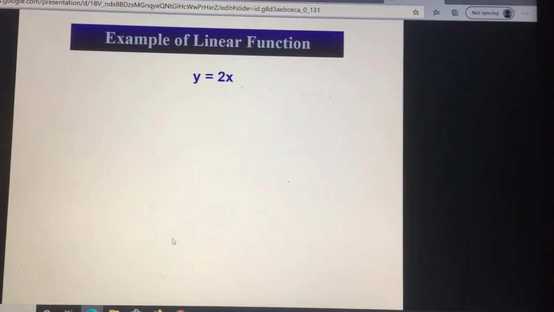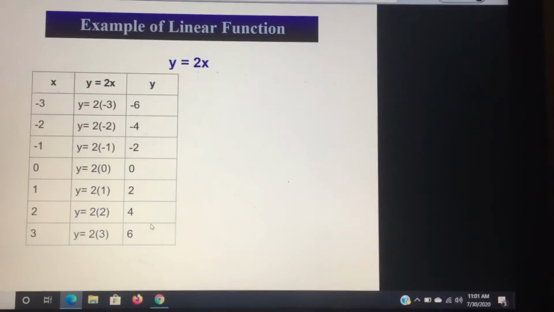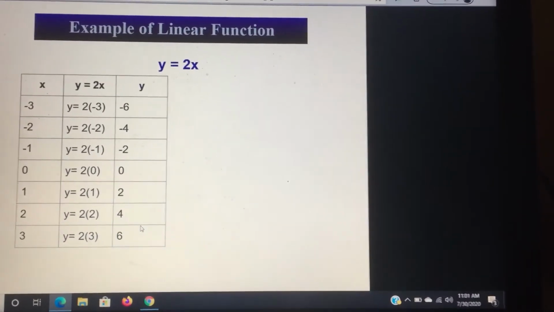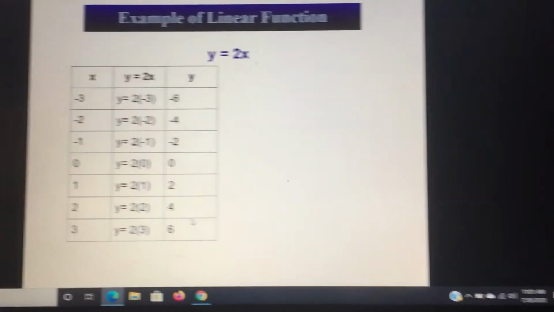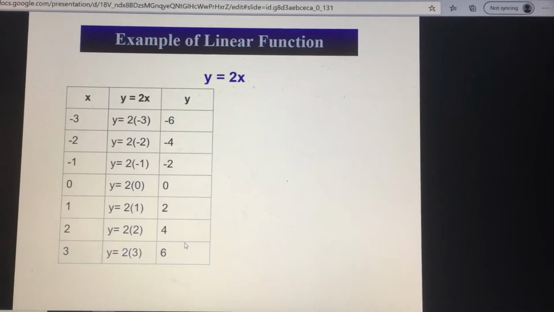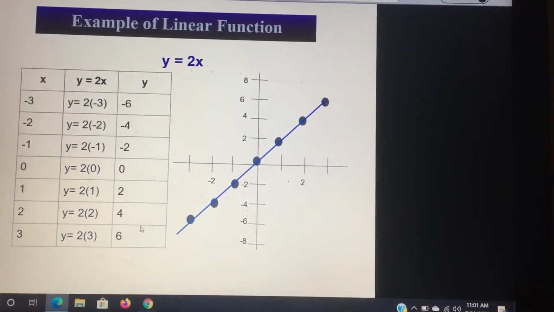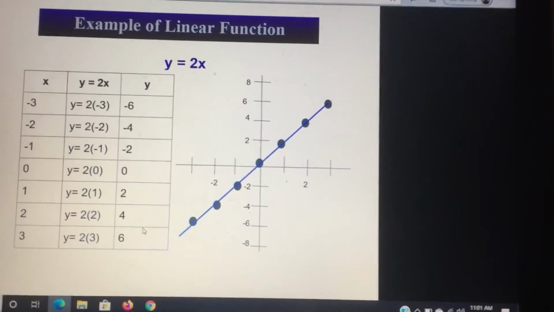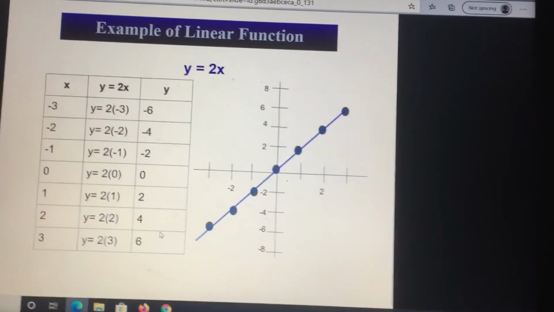All right, here's an example of a linear function, y equals 2x. Again, we have our values for x, we put them into our equation to solve for y. We get our values of y, and here is our line that we get from our equation, from our linear function. As you can see, it's a straight line.